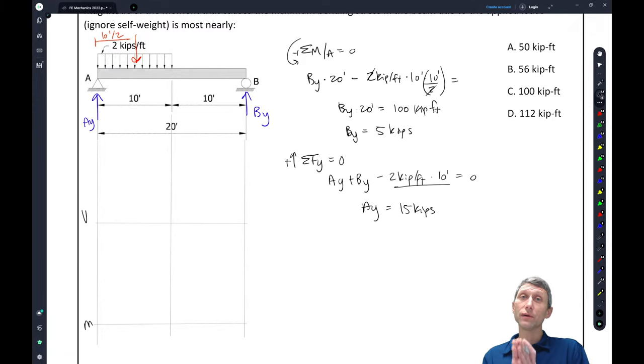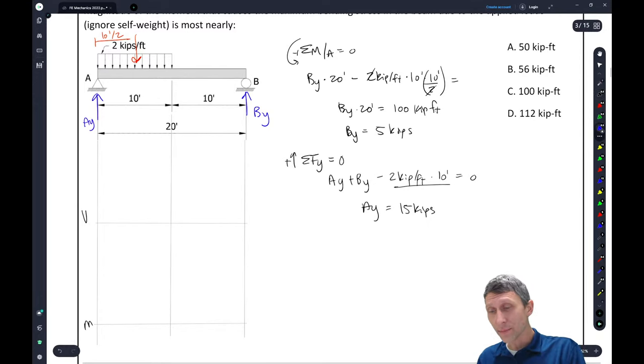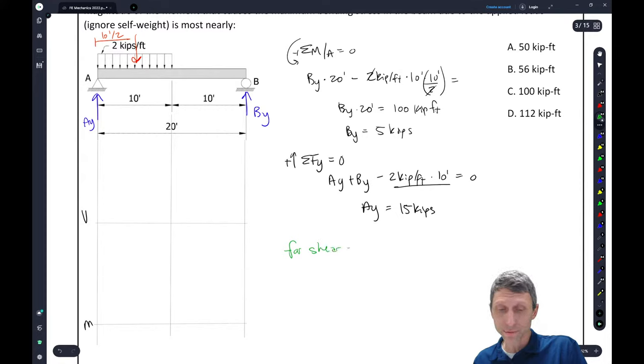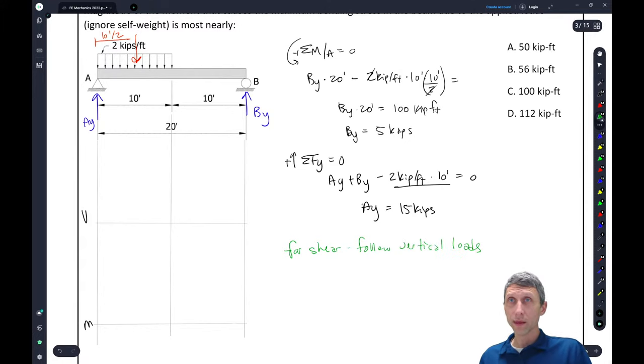Again, you can integrate things and do calculus, but in the FE, you don't want to take the time to write out equations and solve for constants, right? What you want to do is save your time, and basically just follow the loads. For shear, I'm going to use a different color and start over. Basically what you do is you follow the vertical loads, right?